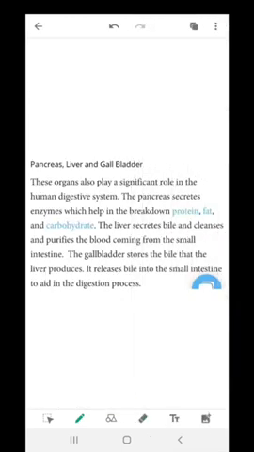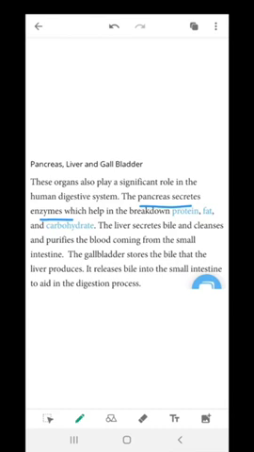Coming to the pancreas, liver and gallbladder. These are the organs which play a significant role in the human digestive system. Pancreas secretes enzymes which help in the breakdown of proteins, fats and carbohydrates. Note down students, pancreas secretes enzymes, which we are going to discuss now with the chart, which help in breakdown of proteins, fats and carbohydrates.